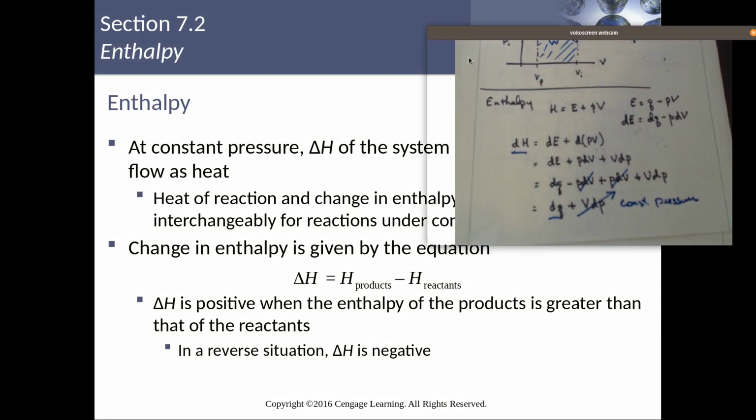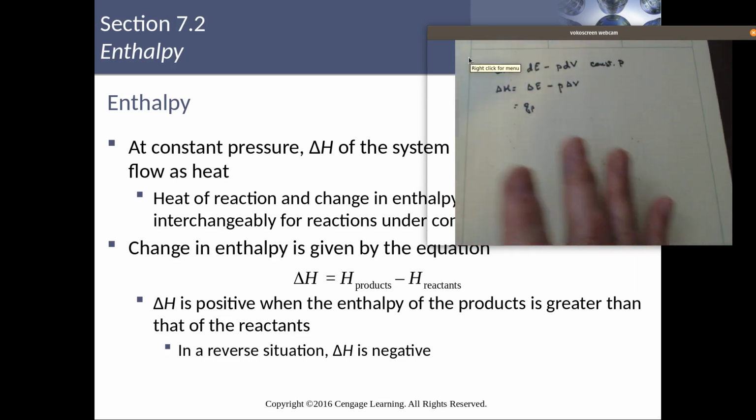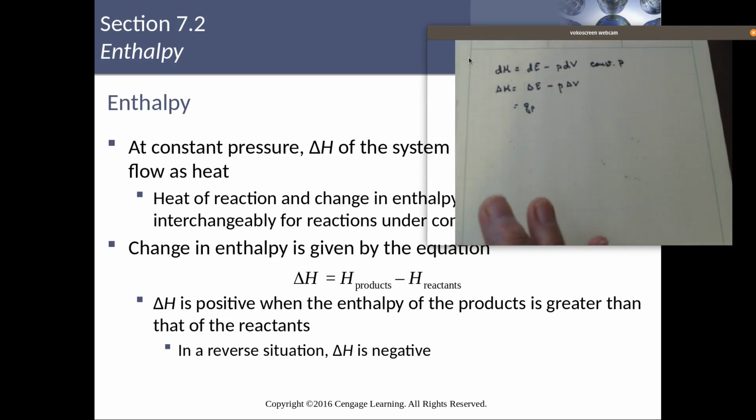So that's what the enthalpy is. Again, I like to think about it as the energy that's required to accommodate the system, to create a space in the environment for the addition of the system. It takes energy to do that.